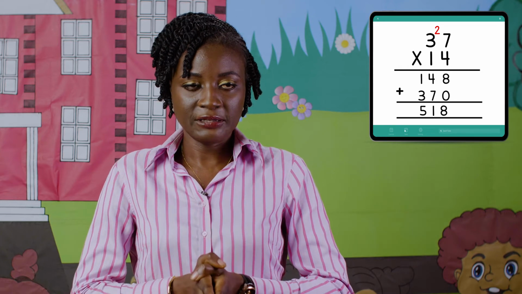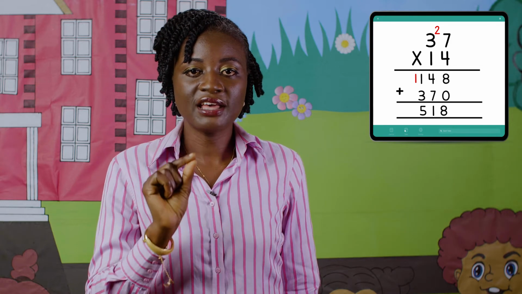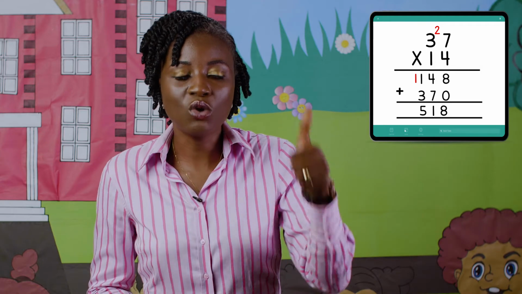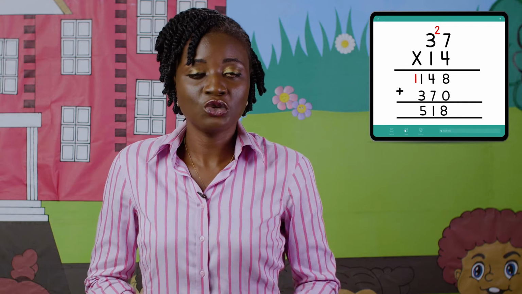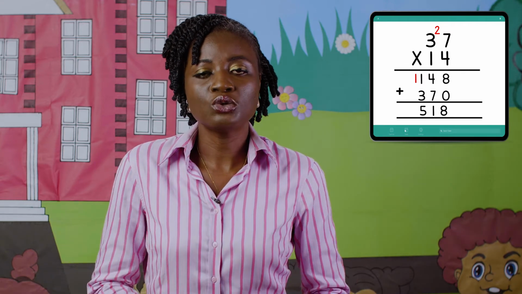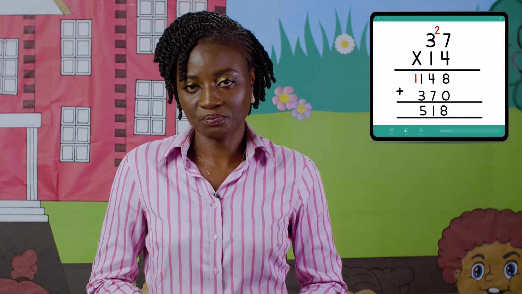You sum everything together, you would have 518. Why do I have 518? 8 plus 0 is nothing. 4 plus 7 is 11. I put 1 down, I carry 1, so I have 1 plus 1 plus 3, and that gives me 5. So we have 518. Let's move on to our 3 by 2 multiplication.